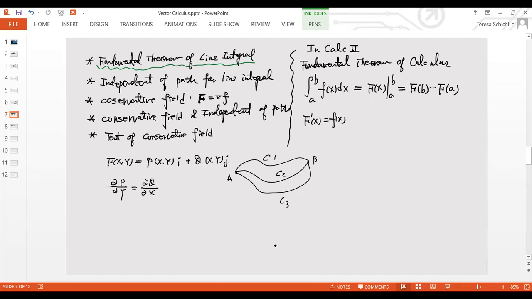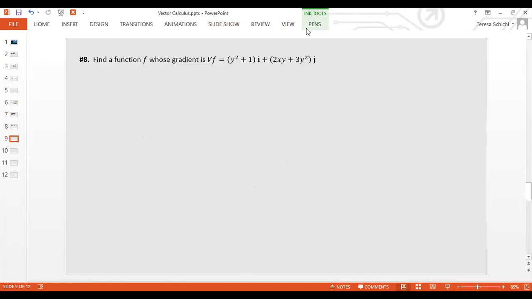Okay, so today what we're going to focus on is this: if you give me a field, how do I find the function, if it is the gradient field of some function? So we're going to go backwards and ask how do we find this lowercase f function here.